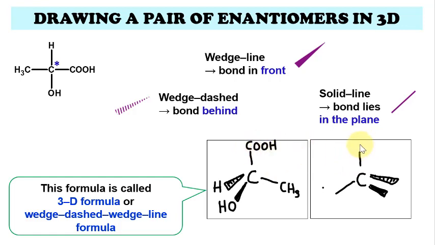So at the top here, I've got the COOH. Here I've got the CH3 group. And then here I've got the OH group, and for the bond at the back, I've got the hydrogen. So these two are enantiomers of each other.